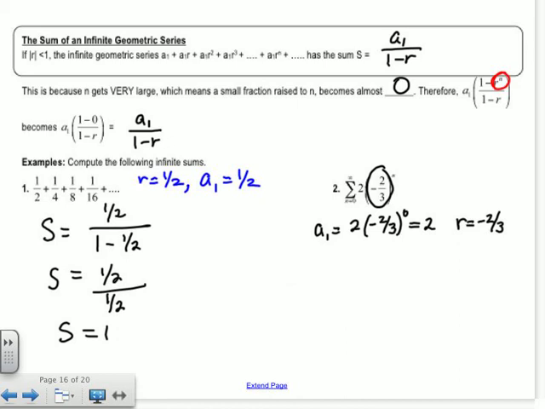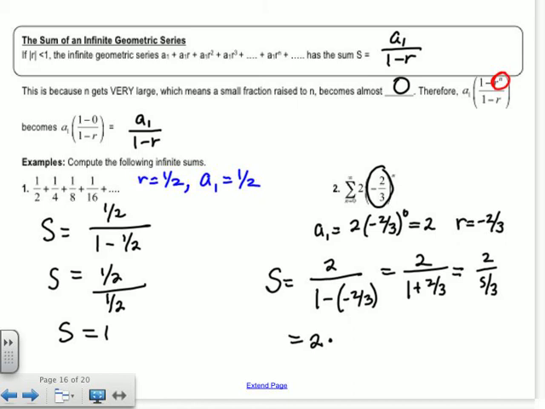So let's figure out the infinite sum. I have a sub 1, which is 2, over 1 minus r, where r is negative 2/3. So I get 2 over 1 plus 2/3. Let's try to do it without a calculator. What's 1 plus 2/3 as a fraction? 3 over 3 plus 2/3 is 5/3, right? So I have 2 divided by 5/3, which is 2 times 3/5. So my total answer is 6/5. You got it.